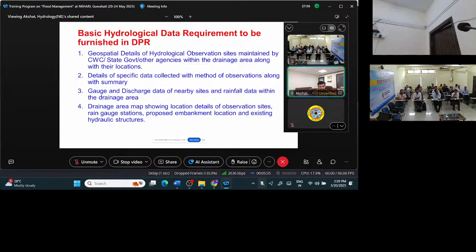And finally, the drainage area map showing the location details of observation sites, rain gauge stations, proposed embankment location, or any other project location should be there in the DPR. So basically, four things should be there at the start of the project: geospatial details of HO sites, details of specific data collected, gauge and discharge of nearby sites and rainfall data, and drainage area maps.